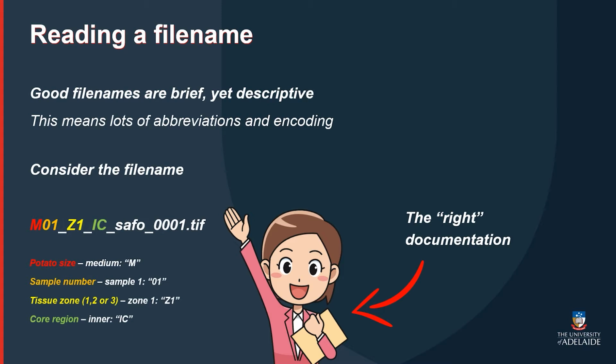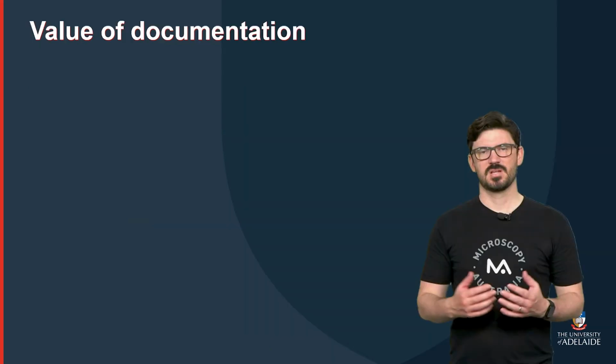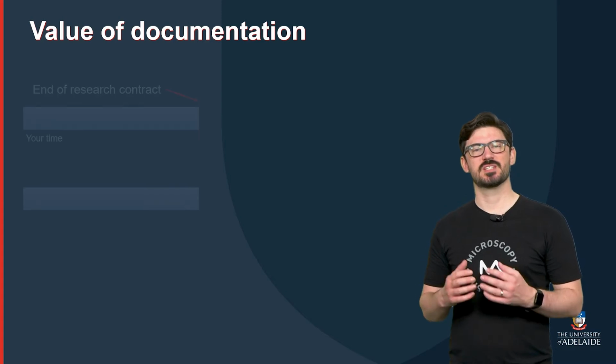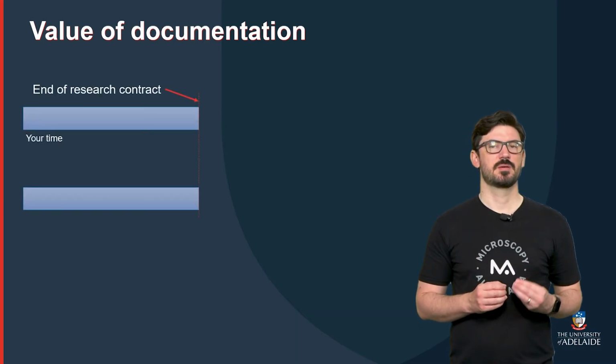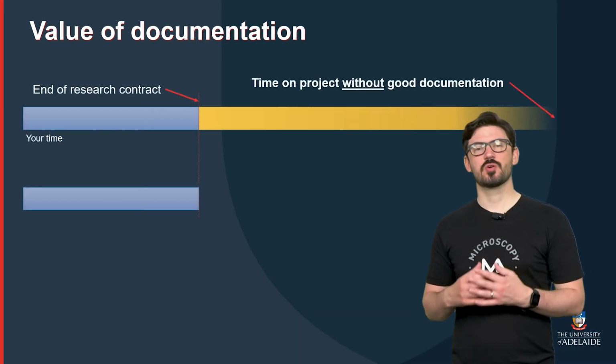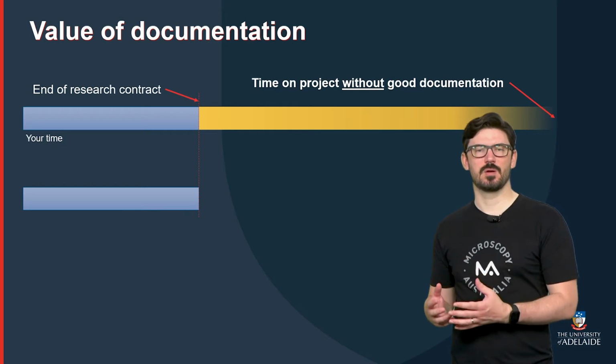In this case, the M indicates that images were acquired from a medium potato, and 01 was the number assigned to that sample. Z1, the zone from which you section the potato, and IC, that the sample came from the potato's inner core. Your documentation will be valuable for deciphering these file names, and that benefit will endure over the lifespan of your data. Typically, your time on a project is going to be as long as you are on a contract, but without documentation, your contribution can carry on and on.